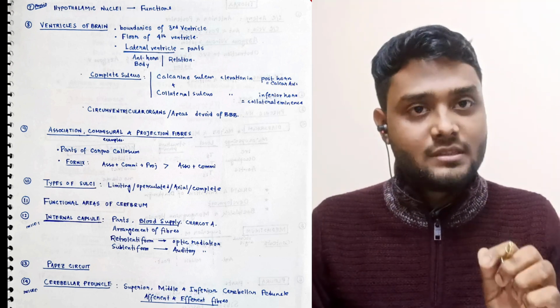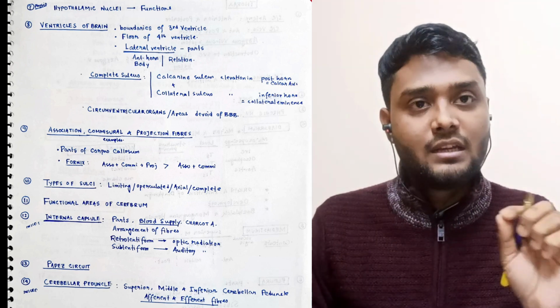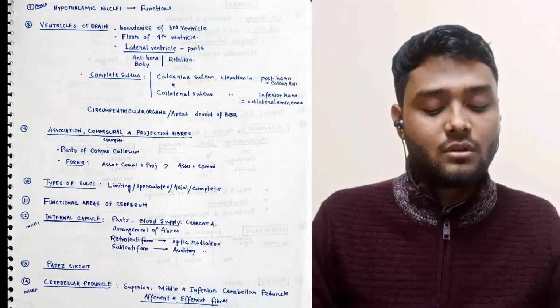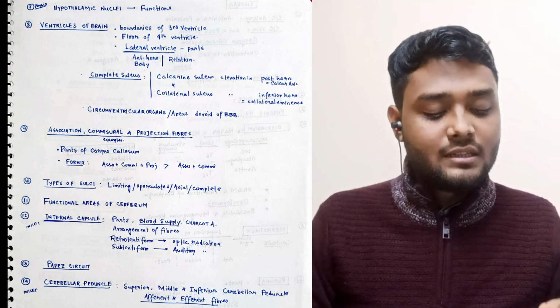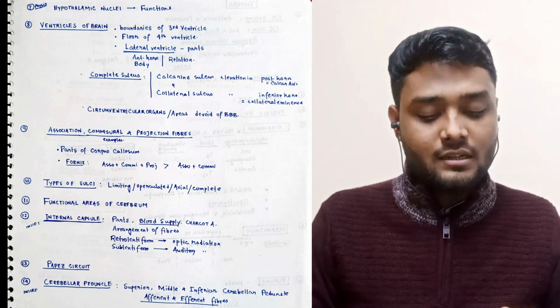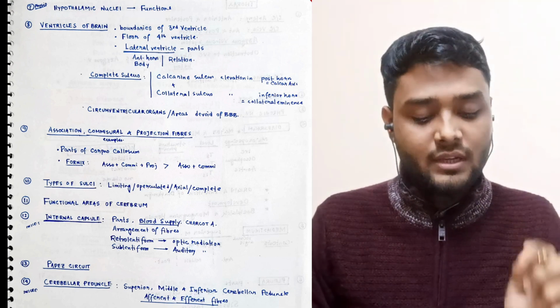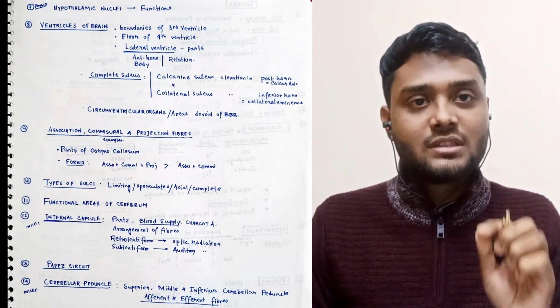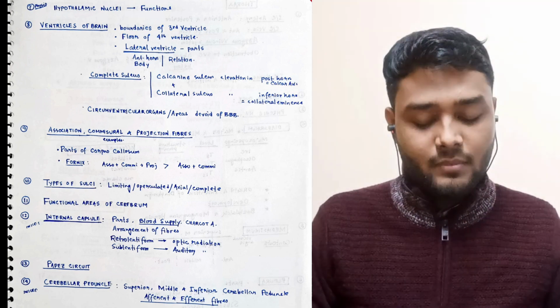Then comes the complete sulcus. The calcarine sulcus and collateral sulcus. The calcarine sulcus causes an elevation in the posterior horn of the lateral ventricle, that is known as the calcar avis. And the collateral sulcus causes an elevation in the inferior horn of the lateral ventricle, that is known as the collateral eminence. Okay. Then read about the circumventricular organs, also known as the areas that are devoid of blood-brain barrier.